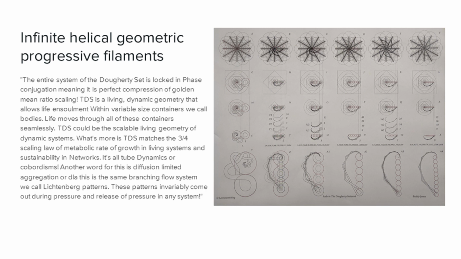The Dougherty set could be the scalable living geometry of dynamic systems. What's more is TDS matches the three-quarter scaling law of metabolic rate of growth in living systems and sustainability in networks. That right there is from Jeffrey West. Jeffrey West's work, he wrote a book called Scale. The book is amazing. I love it.